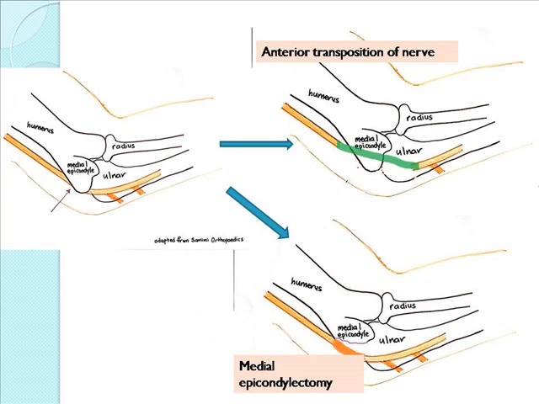Ulnar nerve transposition is a surgery involving creating a new tunnel in front of the medial epicondyle and moving the ulnar nerve into the new tunnel. Medial epicondylectomy is a surgery with removal of the medial epicondyle, a bony bump on the inside of the elbow, allowing the ulnar nerve to glide smoothly when the elbow is flexed and straightened.